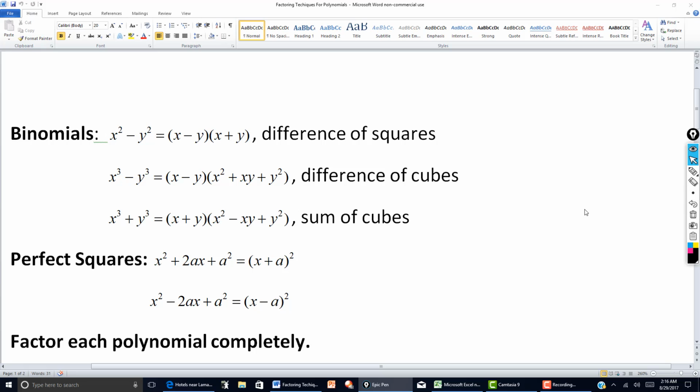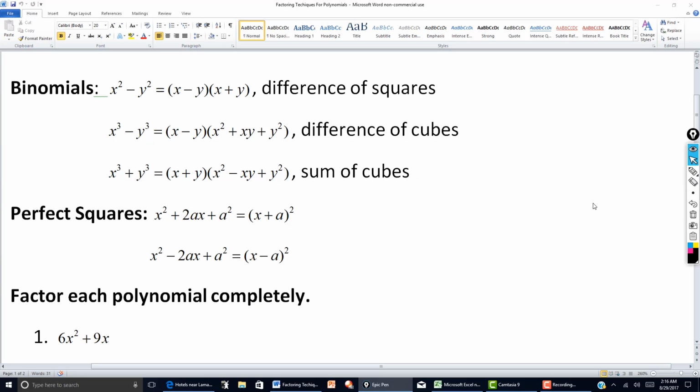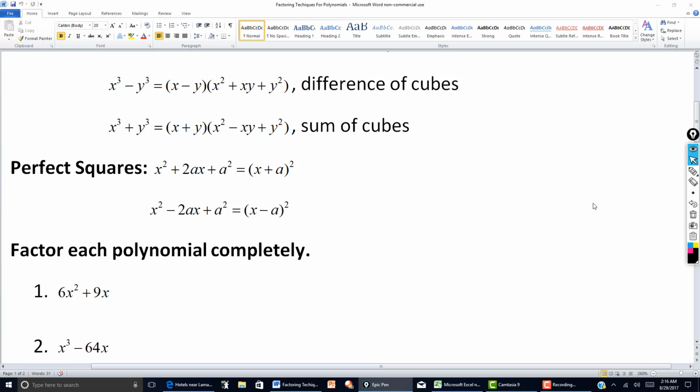Okay, so I have the formulas for factoring binomials, formulas for perfect square trinomials, and then we're going to look at some examples here. In the first example, factor each polynomial completely. So you want to completely factor it.